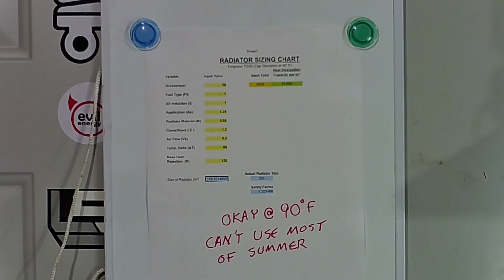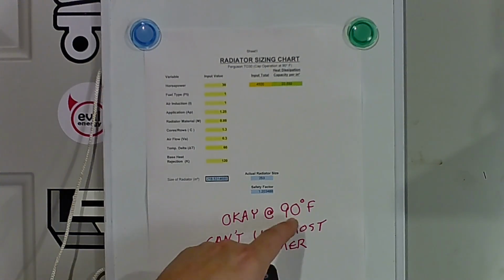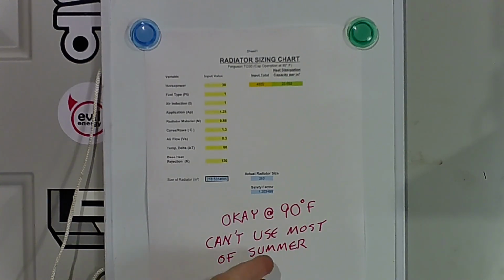It's going to come up to 150 degrees where the thermostat controls it, and it's not going to come above it. The only problem with that is, if I cap it at 90 degrees, I can't use this tractor the biggest part of the summer.